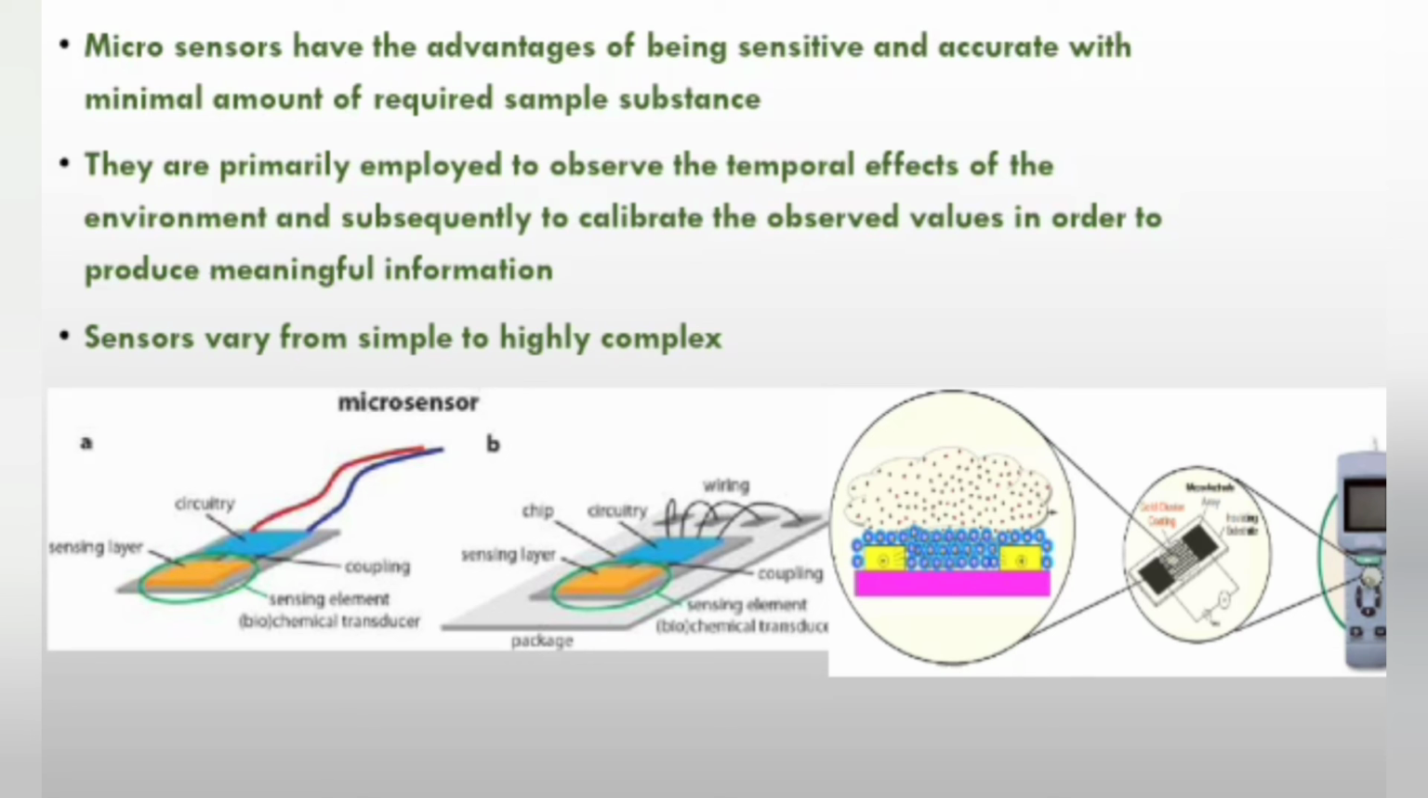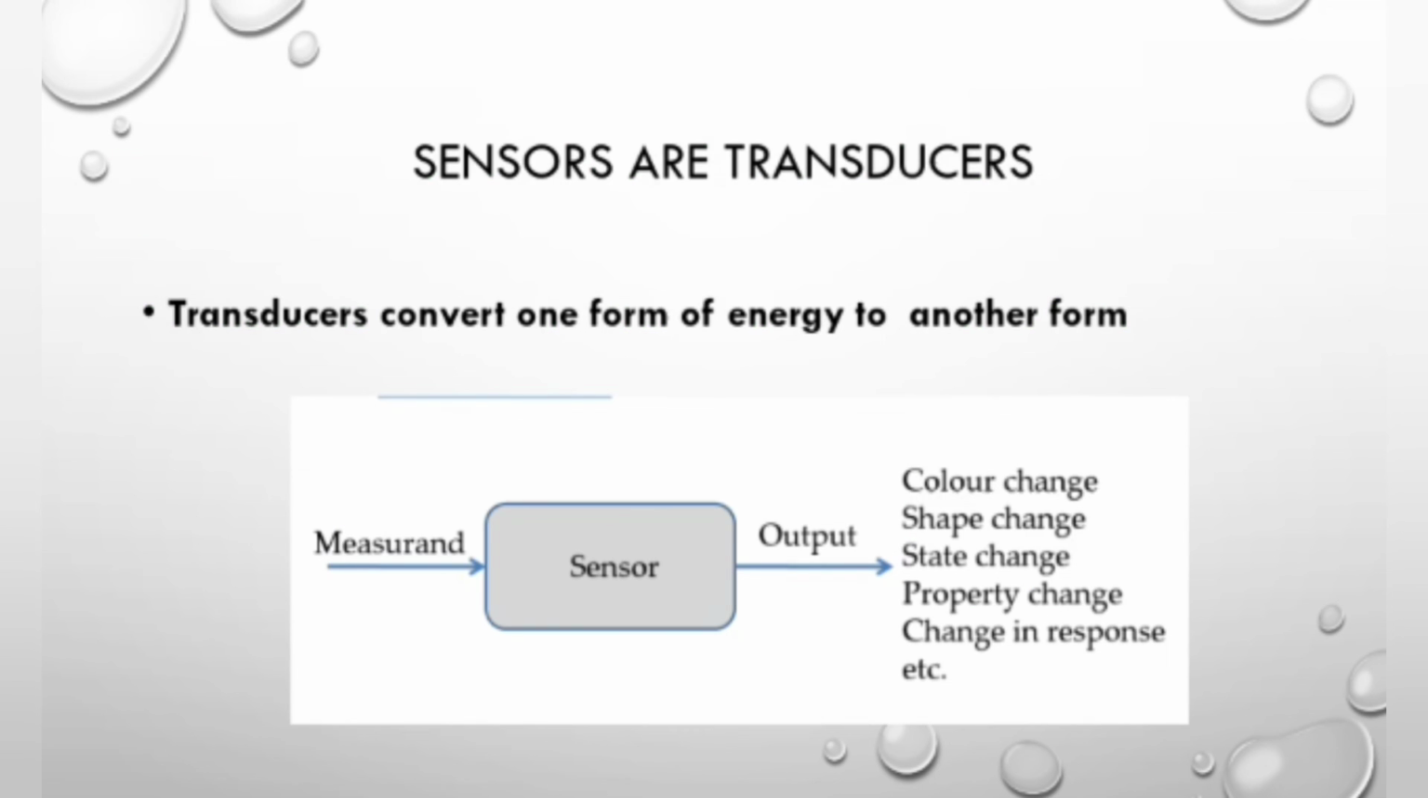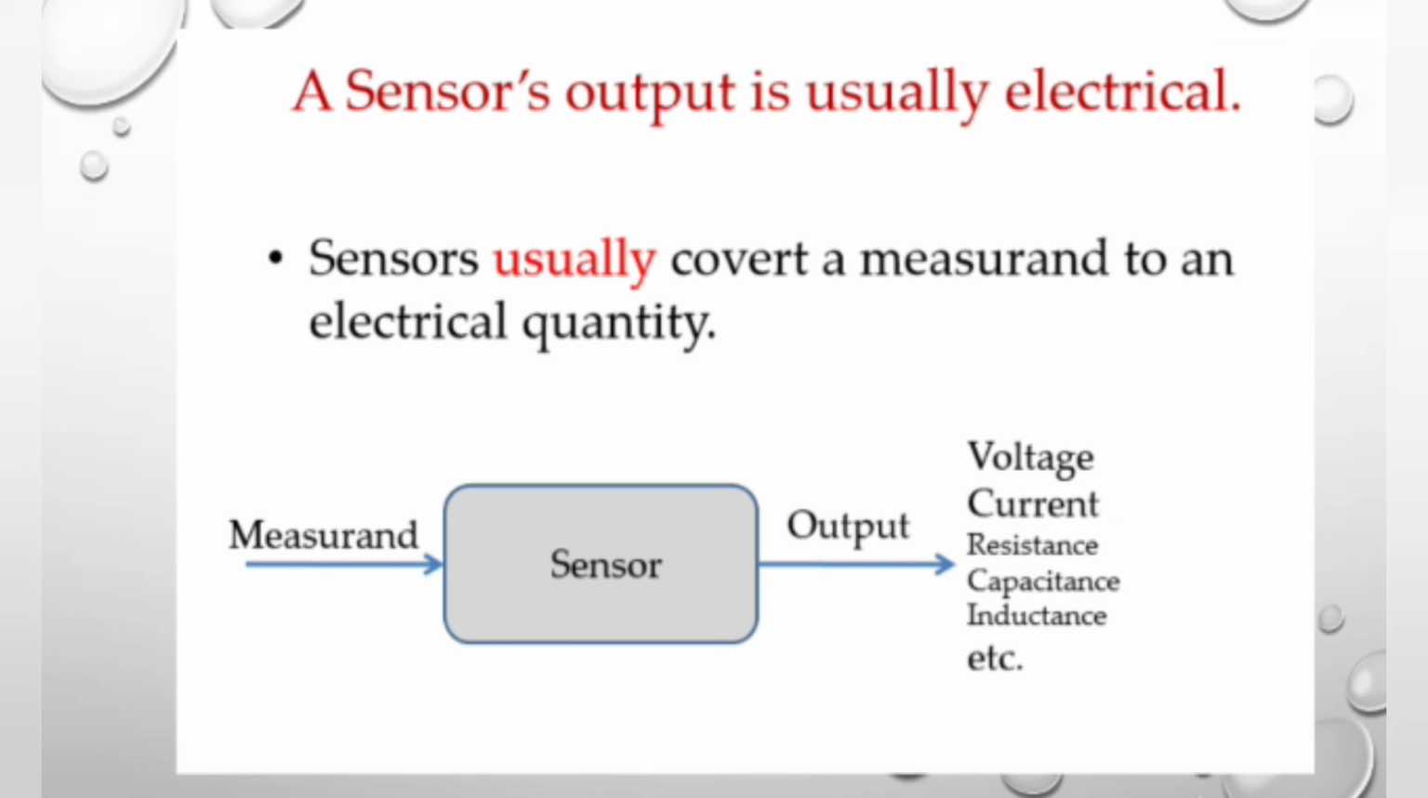Microsensors have the advantage of being sensitive and accurate with a minimal amount of required sample substance. They are primarily employed to observe the temporal effects of the environment and subsequently to calibrate the observed values in order to produce meaningful information. Sensors vary from simple to highly complex. Basically, sensors are also transducers which convert one form of energy to another. That is, sensors usually convert a measurand into an electrical quantity.